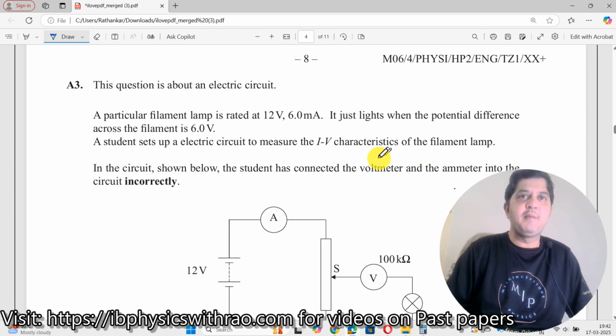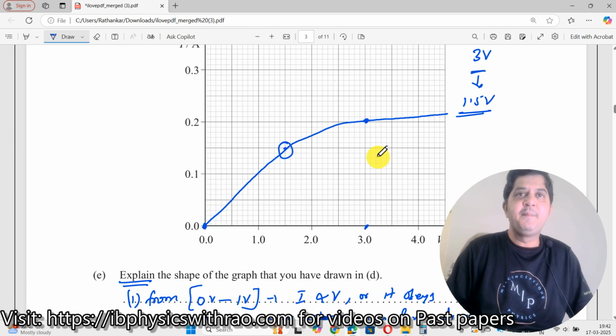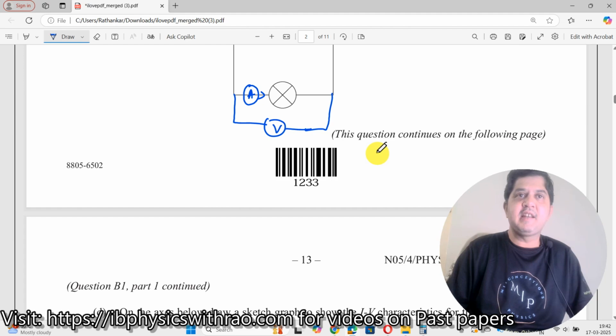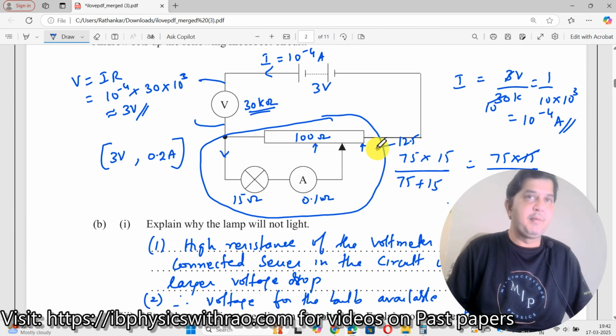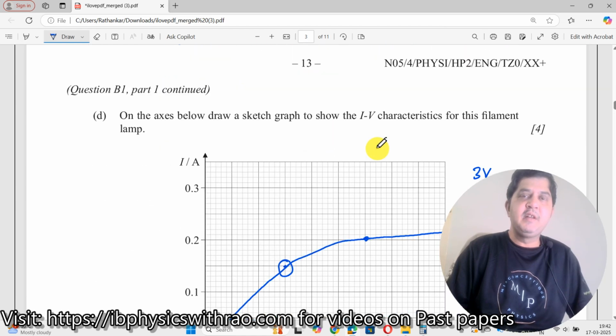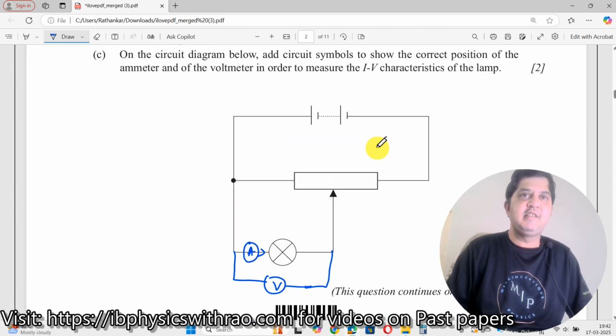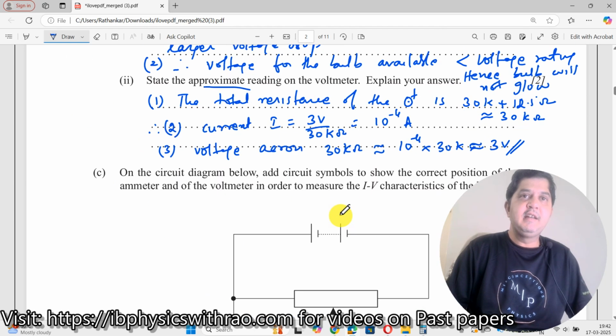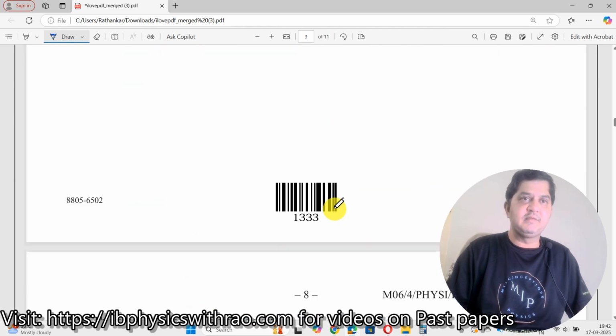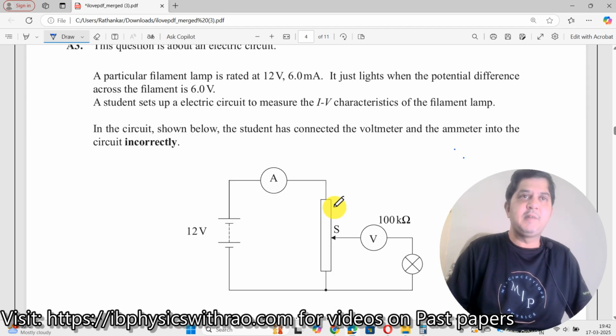In the previous problem, we saw an excellent example showing what the IV characteristics of an electric bulb or a filament are and how we determine them. The current problem is also very similar. The similarity is that here also the voltmeter was kept in series, so most of the voltage was getting dropped over there, and as a result the bulb did not glow. That's why I particularly took up this question.